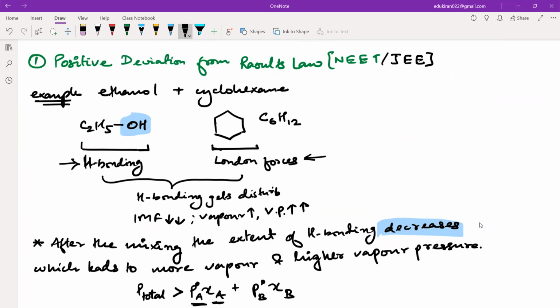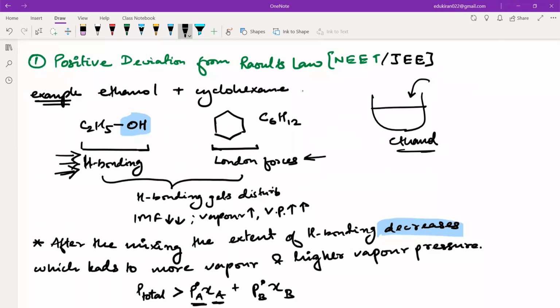Now, when we are mixing this, what is going to happen? Listen carefully. Let us suppose here we have ethanol. All the ethanol molecules will have hydrogen bonding, yes or no? Yes, sir. And what will happen if I add cyclohexane? It will occupy some space, correct? But it can occupy space between ethanol molecules, right? Yes. If it is occupying space between ethanol molecules, that means the hydrogen bonding in ethanol will be disturbed because it is coming in between two ethanol molecules, right?